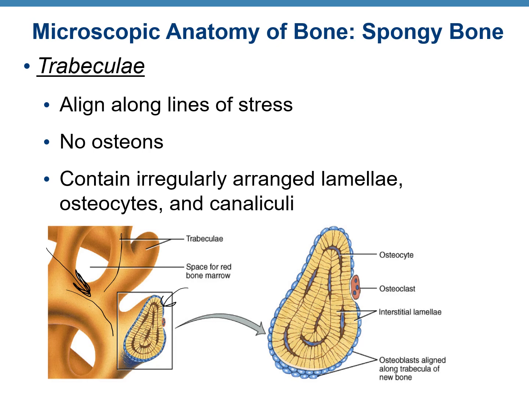So let me do this. So here's a lamella, right? And maybe I'll take a red one. Here's another lamella. So you can see they're not concentric, they are irregularly arranged. We do have osteocytes, right? We do have canaliculi, but no central canal, and we don't see the osteon.